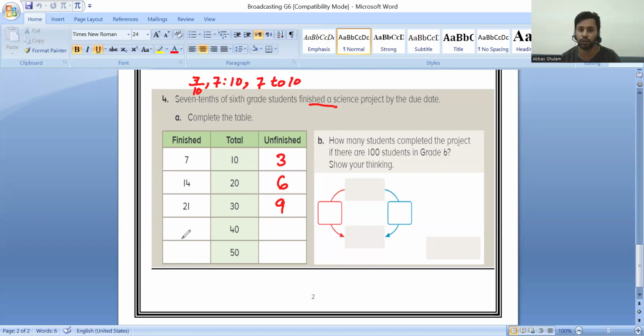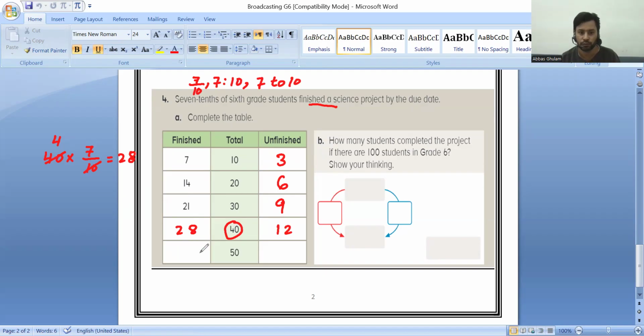This is missing. How can we find it? I already explained to you before. So 40, I take here 40. What is my fraction or ratio? 7 out of 10. I know that 7 times 4 and 10 times 4 is equal to 40. 7 times 4 is equal to 28. So I can write here 28, and if I subtract, that is equal to 12.